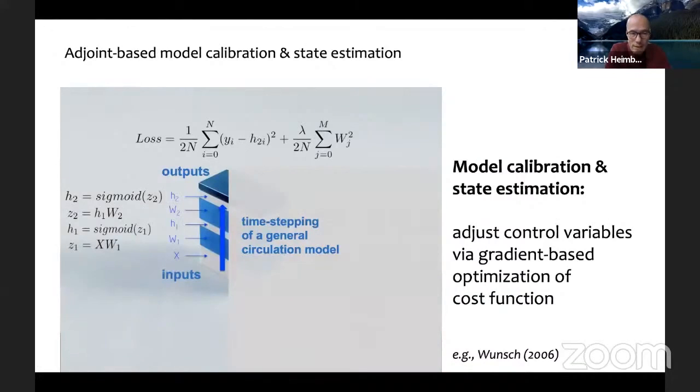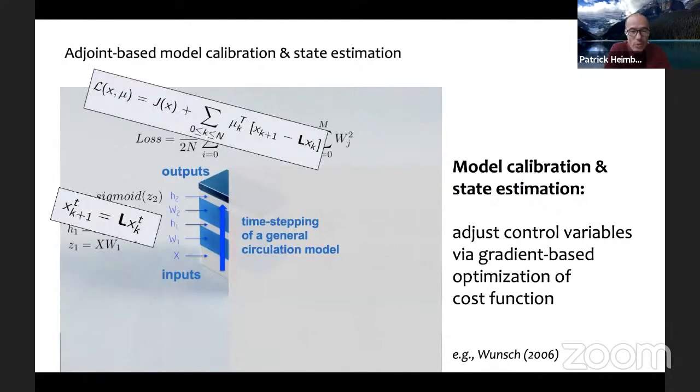In data assimilation, we don't have neural networks, but we have a dynamical physical model. So we can reformulate this in a very similar way, where these layers are the time stepping of the model. L is the model operator that propagates the state from k to k+1. We have a model-data misfit function shown here at the top, and we're trying to minimize it under the constraint that the model equation should be fulfilled. That's called the Lagrange multiplier method.